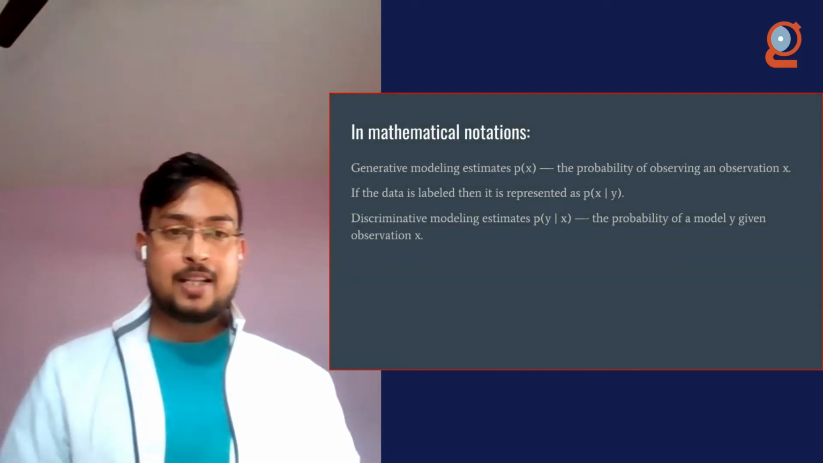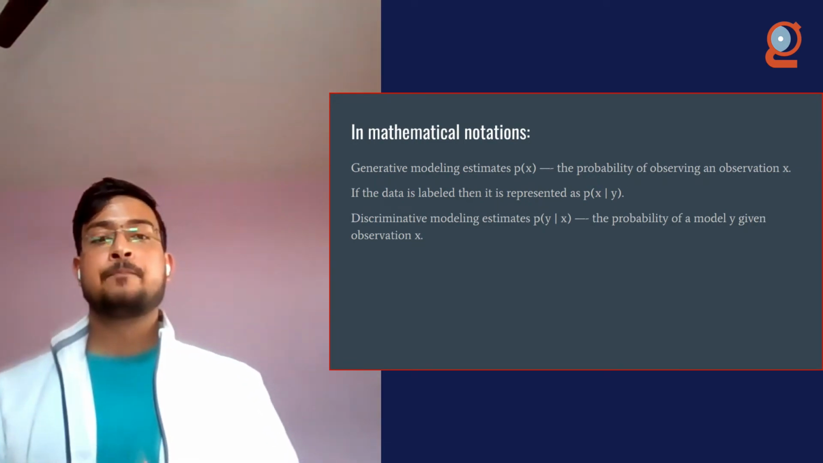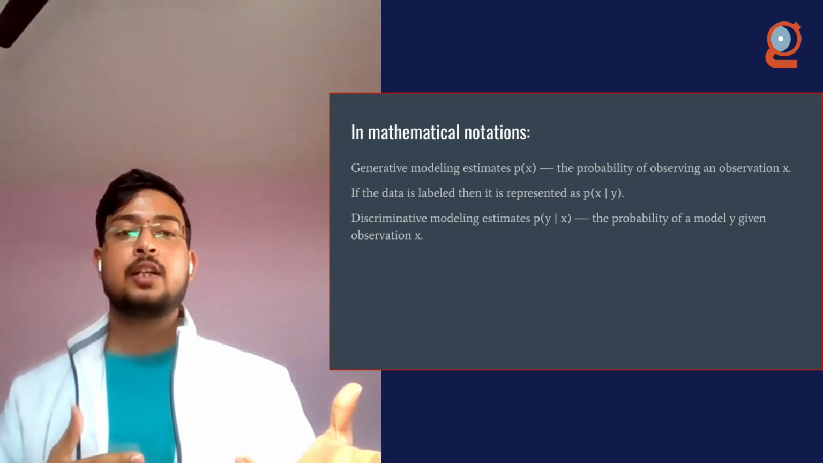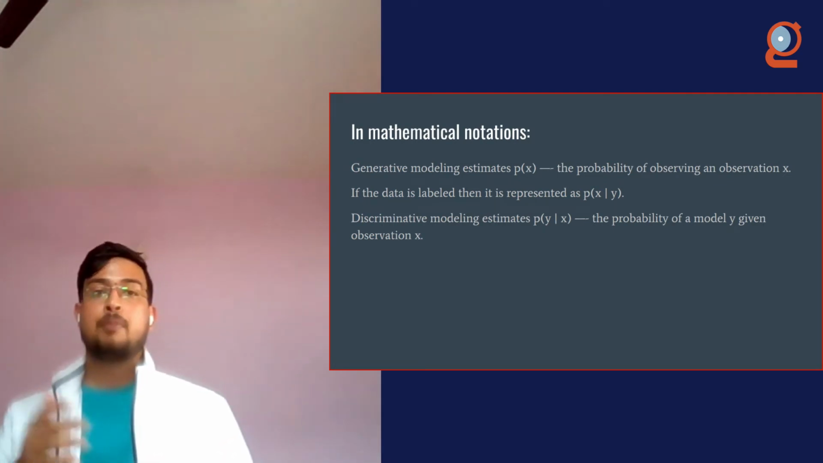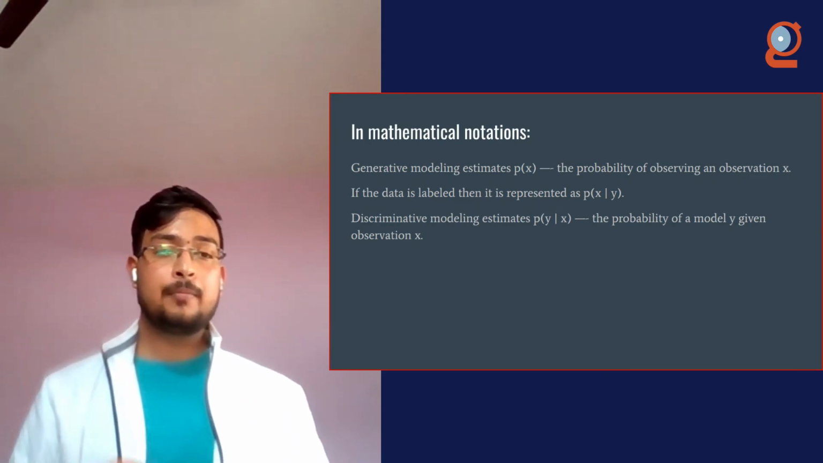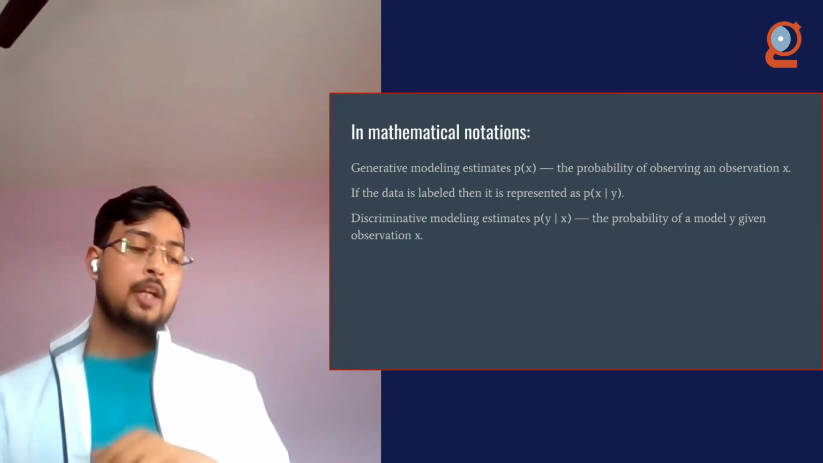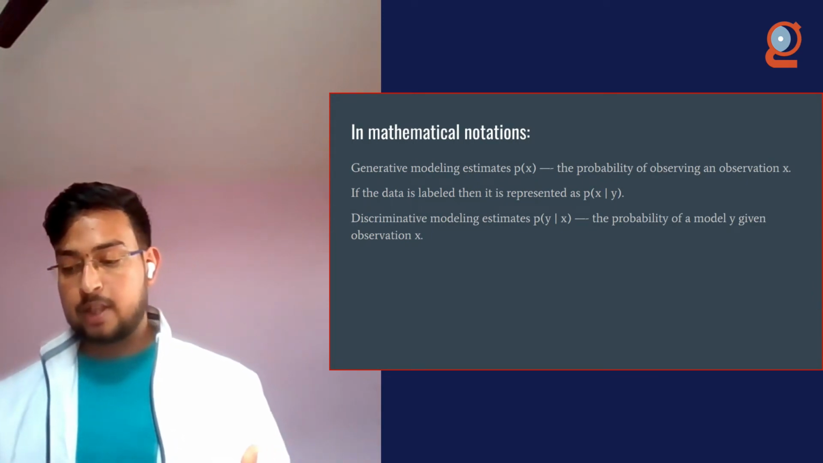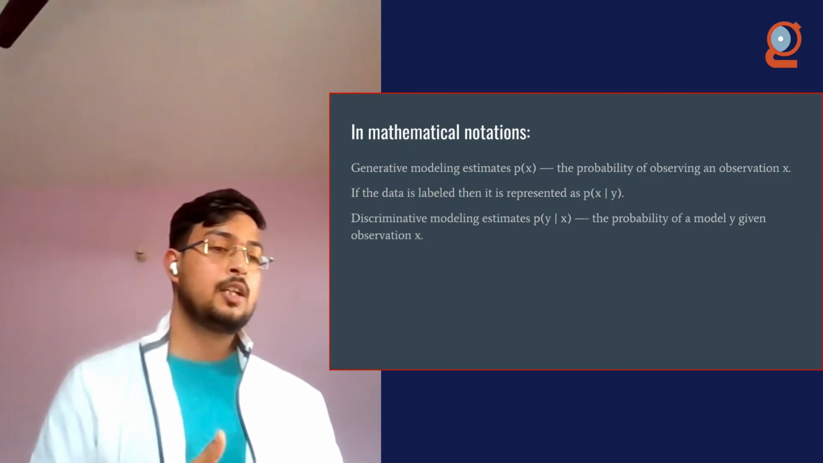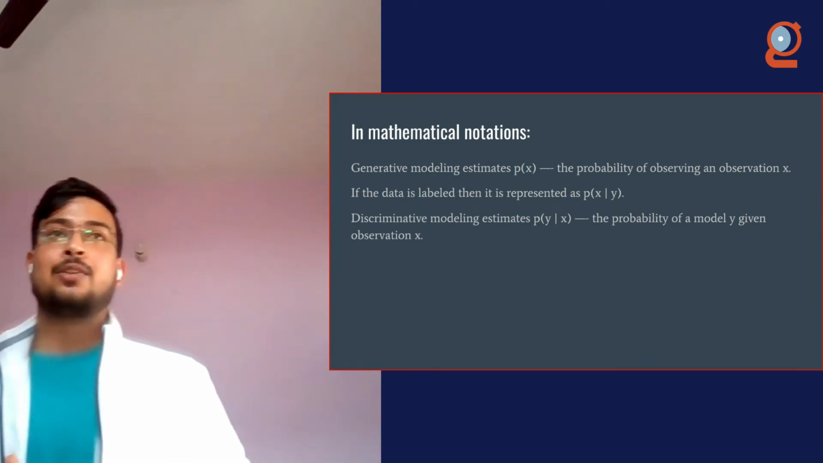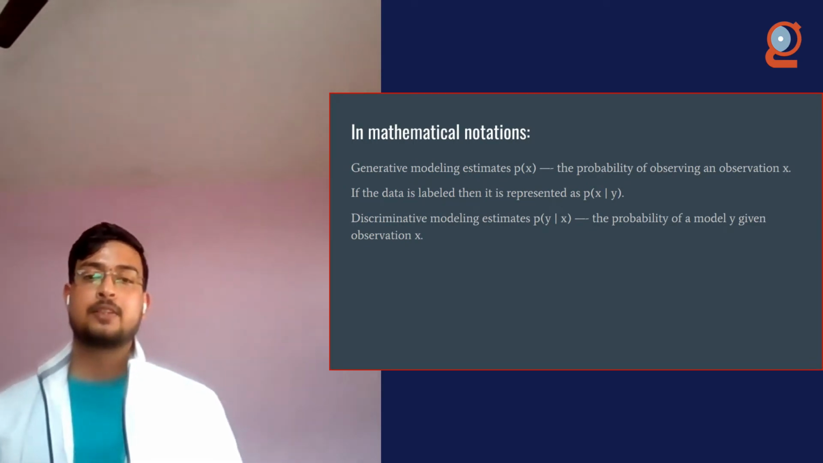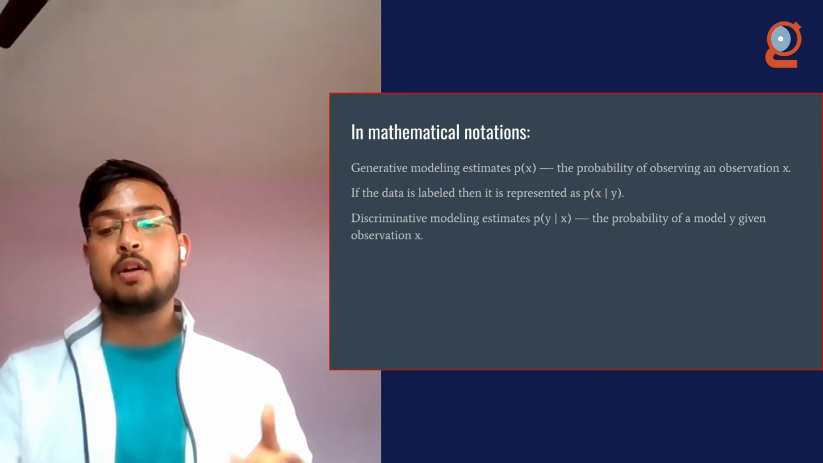So in mathematical notation, how do we explain this? Generative modeling estimates P of X, the probability of observing an observation X. If the data is labeled, then it is represented as P of X given Y. We use Bayes' theorem here, like the probability of an image appearing, given that these conditions are satisfied. Discriminative modeling estimates P of Y given X, the probability of a label Y given observation X. These are mathematical notations, and if you go into depth, you'll understand why these two models are different and how they come along.